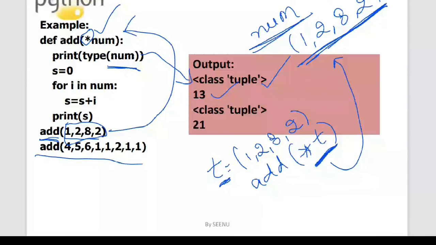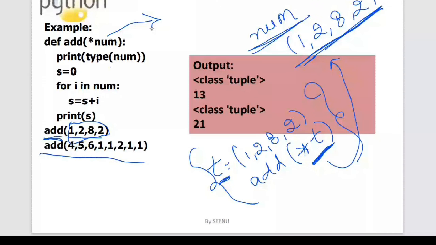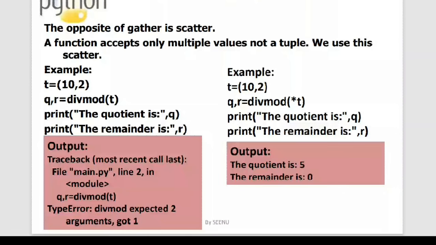What is called gathering? In the previous call, we passed 1, 2, 8, 2, so there are different elements. What it is doing is gathering all these elements passed as arguments into a tuple in the variable num. This is gathering the elements, and you have to represent it with a star num. Gather and scatter are opposite words, they are antonyms.